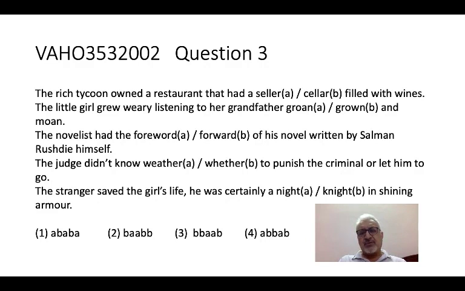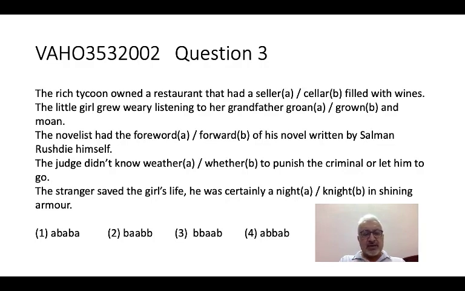And we are talking about him having a cellar or seller filled with wines. Which one should it be? Can we use the first one? No. The second one is the answer. A cellar with C means a chamber, generally an underground chamber where we can stock or store food and wine. Hence, B is the right answer. If B is the right answer, then we are gone with 1 and 4. We are left only with 2nd and 3rd. So, one sentence itself will eliminate two options.